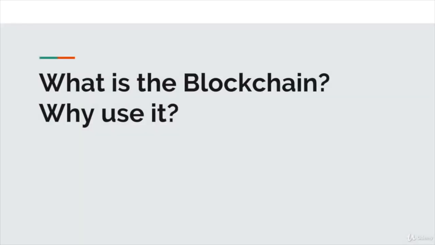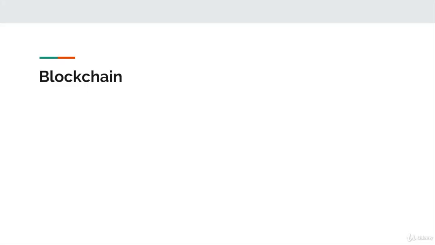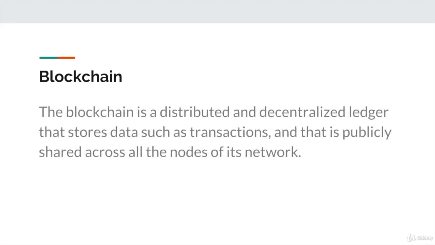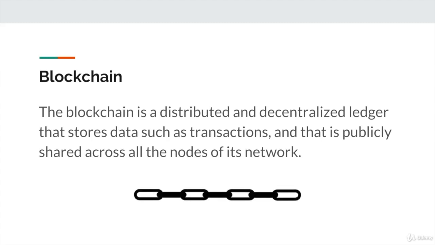What is the blockchain, and why use the blockchain? First, let's start with a more formal definition of the blockchain and unpack it. Formally, the blockchain is a distributed and decentralized ledger that stores data such as transactions between individuals, and that ledger is publicly shared across all the nodes of its network. The storage itself consists of multiple blocks of data, chained together like the links of a physical chain.